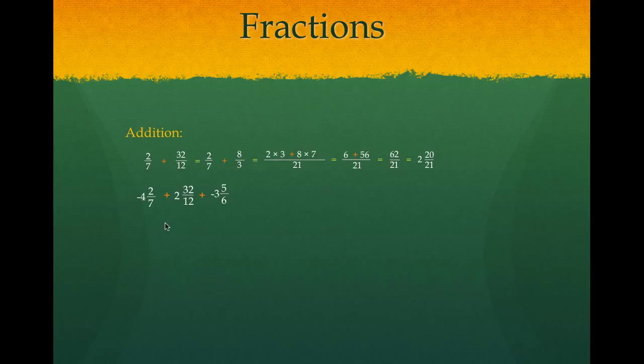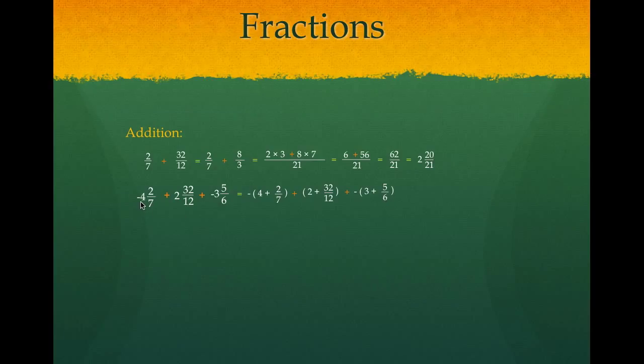Here we are adding mixed fractions, and that too positive and negative mixed fractions. Now the mixed fractions can be written like this. Minus 4 2 by 7 can be written as minus and then 4 plus 2 by 7. 2 32 by 12 can be written as 2 plus 32 by 12. And minus 3 5 by 6 can be written as minus 3 plus 5 by 6.